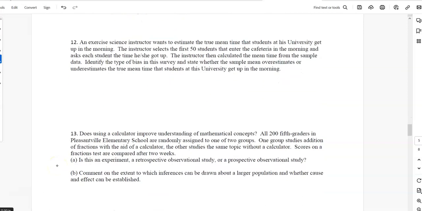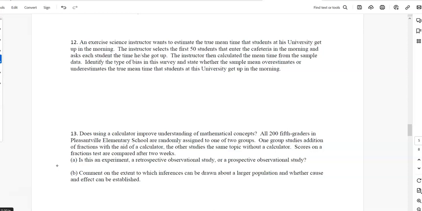An exercise science instructor wants to estimate the true mean time the students at his university get up in the morning. The instructor selects the first 50 students to enter the cafeteria in the morning. Why would you choose the first 50? If you're testing how early students get up, you're basically testing the group of students that are up the earliest, and asking them what time they got up. So this doesn't seem like a good design.